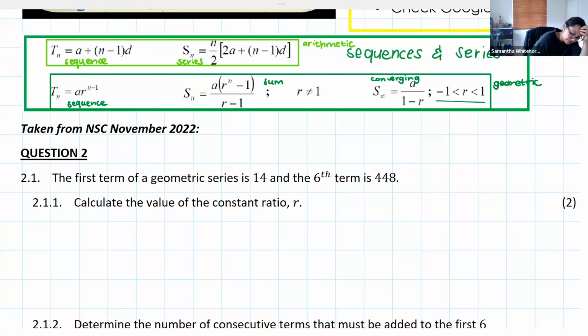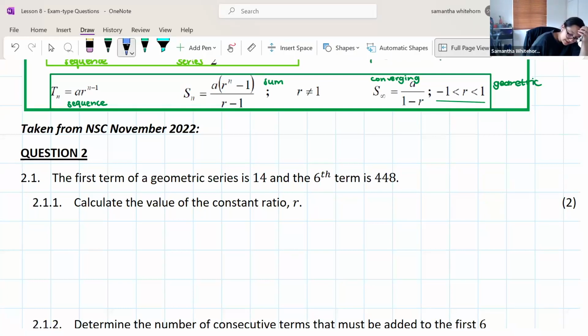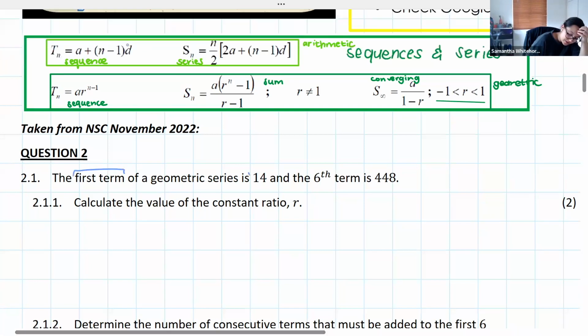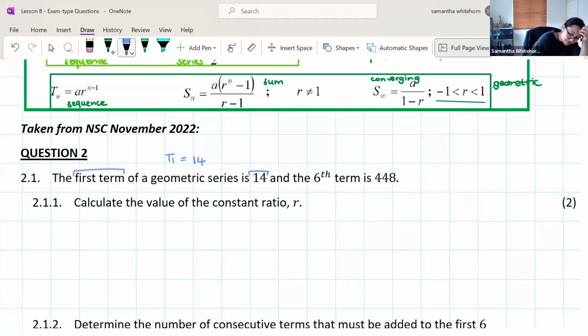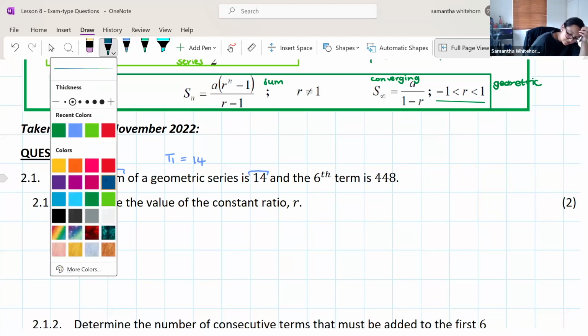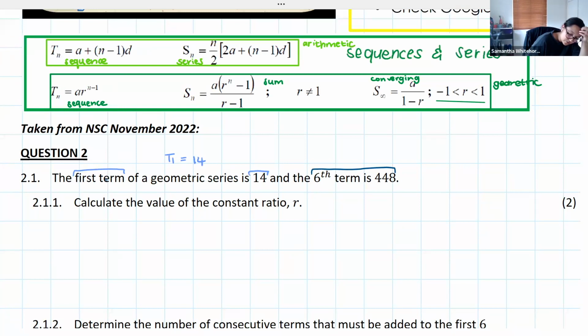So if we look at the first bit here, it says the first term is 14. So this is saying term 1, T1, is equal to 14. And the next bit of information that we have been given is the fact that the sixth term is equal to 448. So term 6, T6, is 448. So I've got two bits of information here.